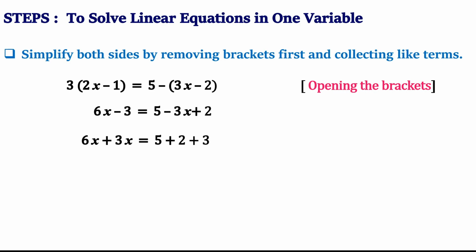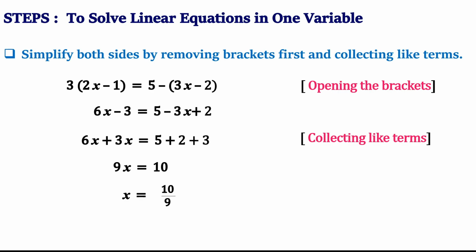The variable part is also the same, both are x, 6x plus 3x, and being like terms they will get added. So the next step is collecting the like terms and then adding the like terms. I get 6x plus 3x as 9x, and 5 plus 2 plus 3 becomes 10. So the value of x, I told you, when 9 goes to the other side, 9 is getting multiplied. If it goes to the other side, it will get divided. So the value of x is 10 upon 9, which means the value of x is 1 1/9. I have converted the improper fraction into a mixed fraction.